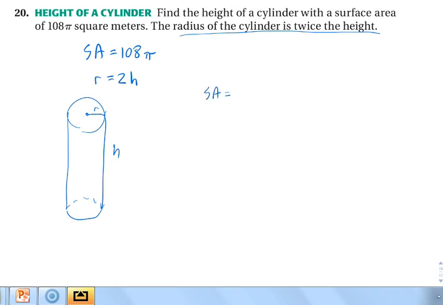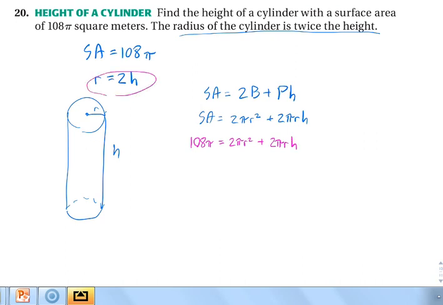So surface area equals 2 times the base plus perimeter times height. So that's 2 pi r squared plus 2 pi r h. That's the surface area. So now plugging in everything we have, 108 pi equals 2 pi r squared plus 2 pi r h. Now, because we have r equals 2h, we could swap out and solve for either r or h. Let's see which one we want to get rid of. It says find the height, so we want to get rid of all the r's. So let's put that in wherever we had an r.